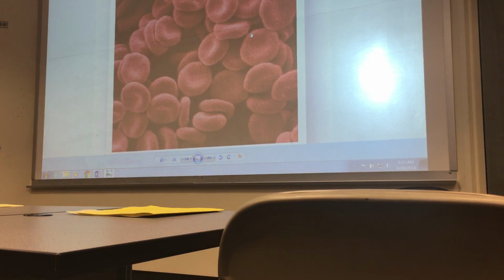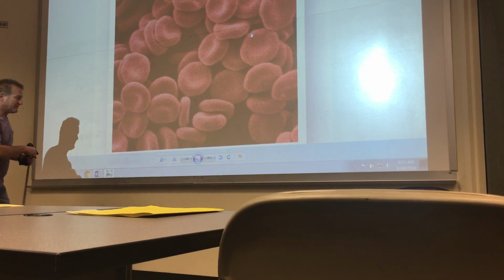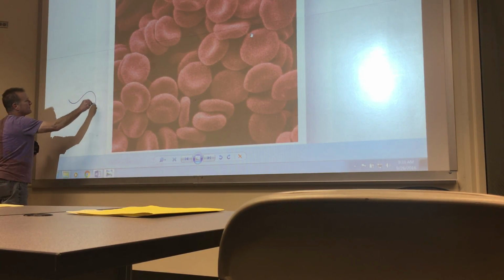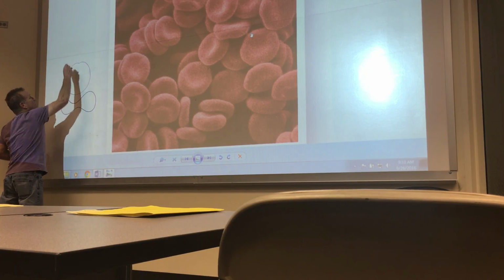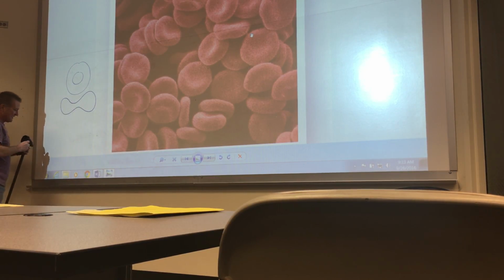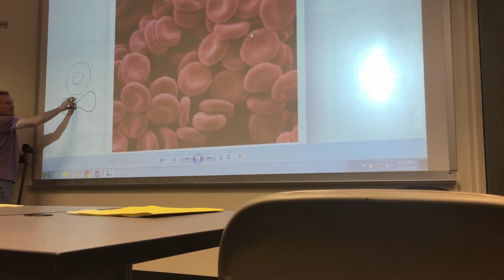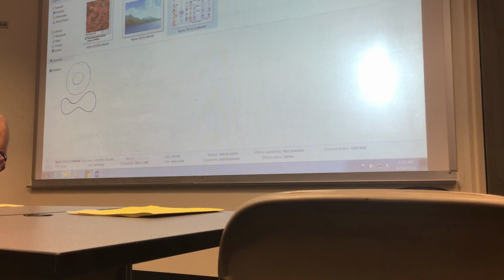But look at those red blood cells. You see how the center is thin. So if you were to look at this from the side, they look like that. From the top or the bottom, they look like that. And so this thing in the middle is not a nucleus, it's just where the cells are thin. They lose their nucleus as they are maturing.